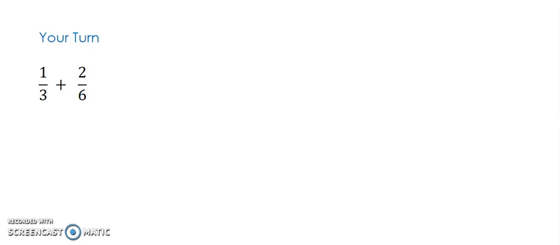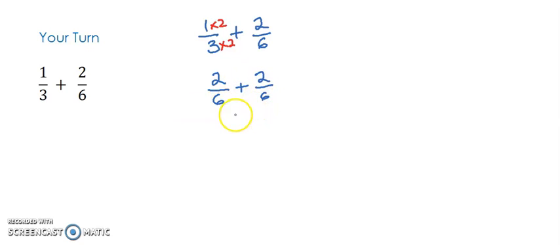Okay, so now that you have done it, let us check what you have. We have 1/3 plus 2/6. We are going to change the 1/3 into an equivalent fraction with a denominator of 6. What are we going to have to do? We're going to have to multiply the 3 by 2 and the 1 by 2. Then we're going to rewrite this problem. So 2 times 1 is 2, 3 times 2 is 6. So we are going to get 2/6 plus 2/6.